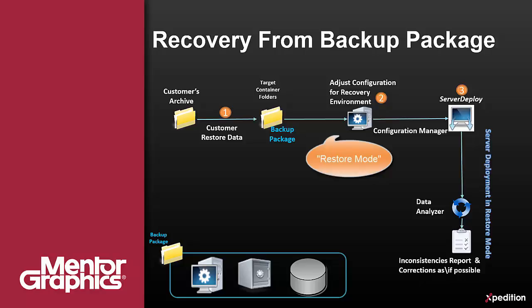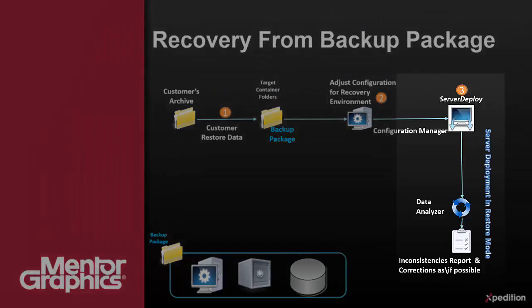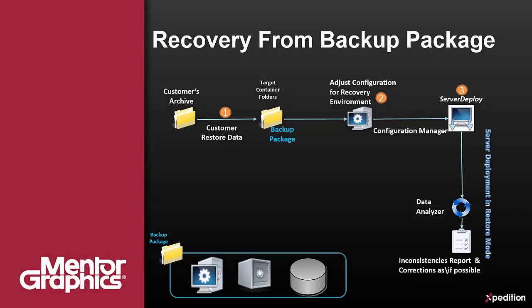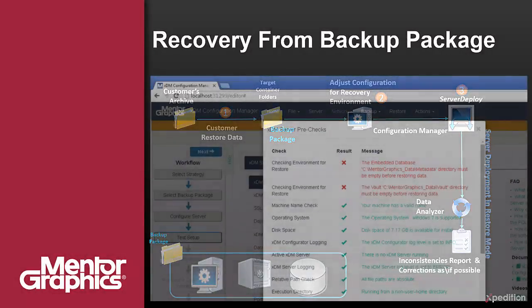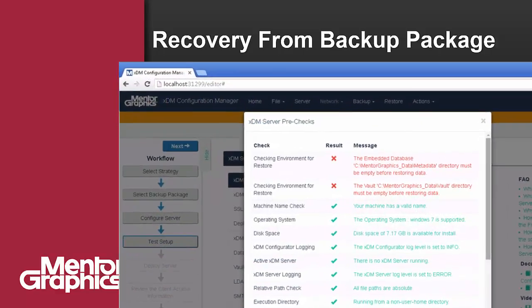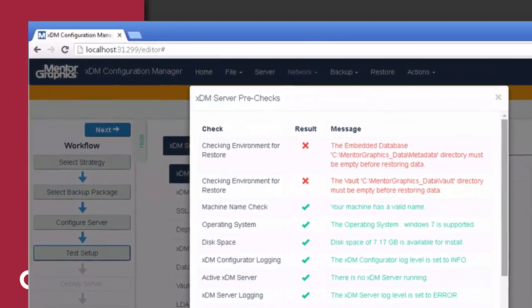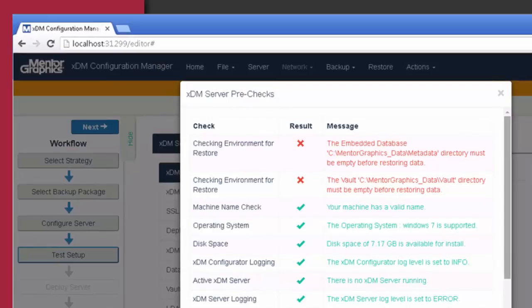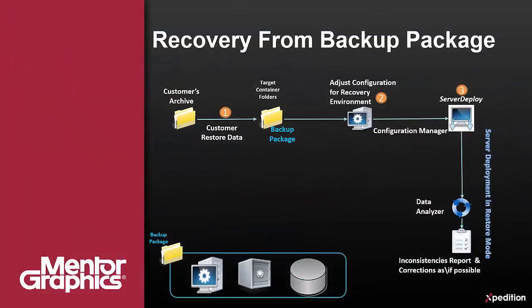Using a backup package, flag the configuration with restore mode. Once you execute the deployment of the xDM server in a restore mode, the utilities will not only deploy the xDM server, but will first recover the data from the backup package into the targeted data directory. You must verify that the target data directory of both vault and embedded database are empty, otherwise you will be prompted to clear these areas since the recovery process will never overwrite existing data.